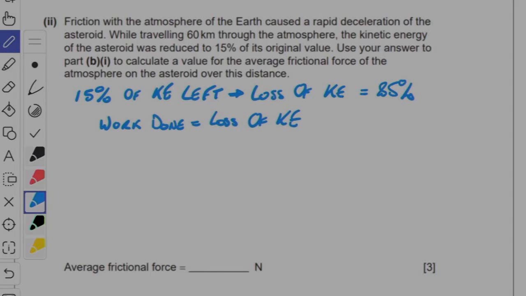So we start by stating what we're basically looking at here, and the idea is that the work done by the atmosphere, the force that the atmosphere creates, will equal this loss of kinetic energy. So the average force times that 60 kilometers will equal the loss of the energy of the asteroid. So the work done is going to be this force that we're looking for times 60 kilometers, which is 60 times 10 to the 3 meters. And we put that now equal to 0.85 of that original kinetic energy.